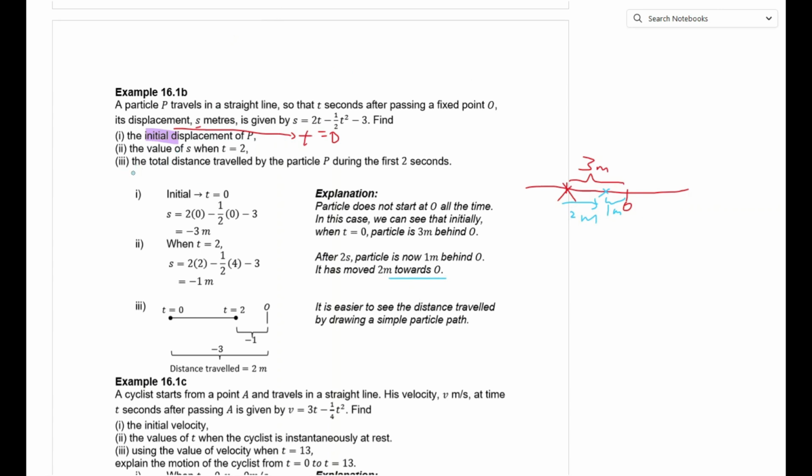And lastly, find the total distance traveled by particle P during the first 2 seconds. As drawn out previously, you'll see that the particle started off 3 meters away from point O, and after 2 seconds ended up 1 meter away from point O. Therefore, we can conclude that it has traveled a total of 3 minus 1 meters, so 2 meters. And if you ever face any difficulties finding the distance traveled, always draw out the particle path to help you visualize it.